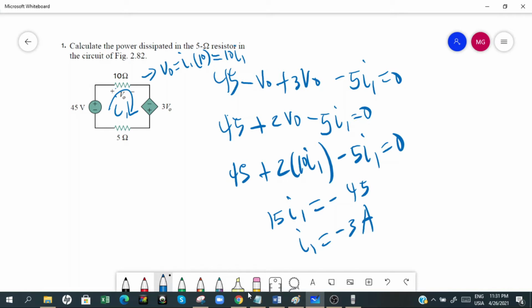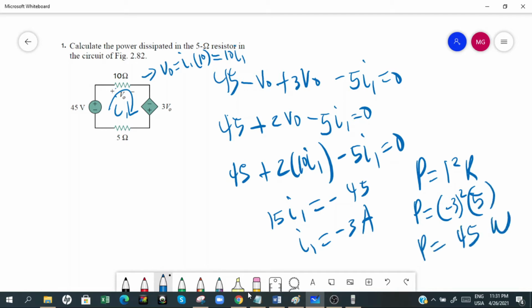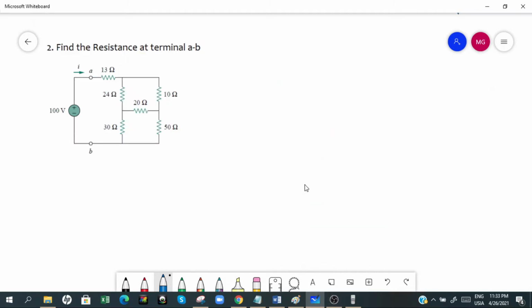Now to find the power, which is what we're looking for in this problem, we have I squared R. The current all throughout the circuit is the same. That's negative 3 squared times the resistance, which is 5 ohms. Power now is equal to 45 watts. So notice that the current is negative. That means we assumed the wrong direction for the current, but it's okay since it is reflected in the negative sign. Okay, for the next problem, we have here the circuit finding the resistance at terminal AB.